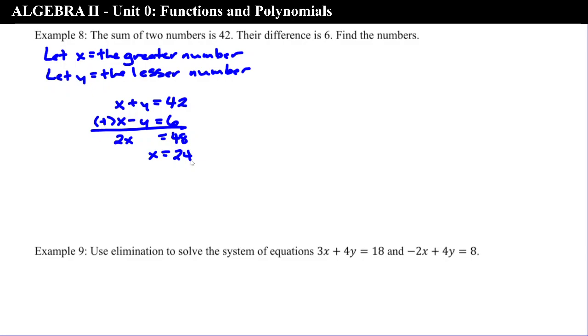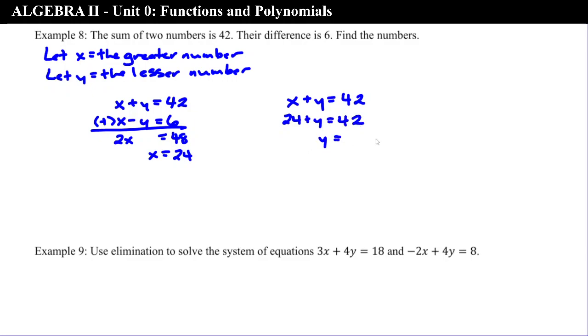All right, so now we have one of our two numbers. Let's find our other number. So we can plug 24 into one of the other two equations. It doesn't matter which one you choose. Here I'm going to choose x plus y equals 42. And let's put in 24 for x.